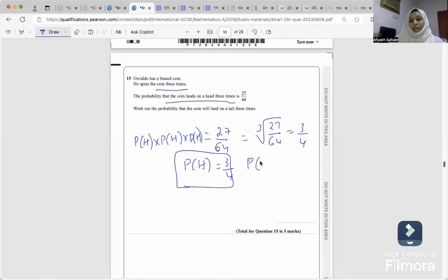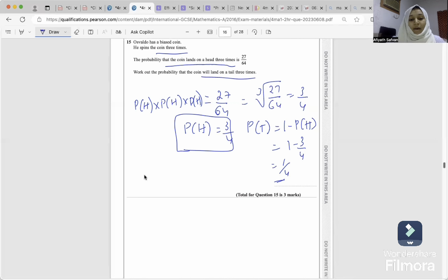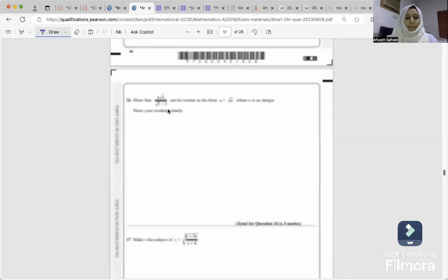Therefore, probability of the tail is going to be 1 minus probability of the head, which is 1 minus 3 by 4, which is 1 by 4. So again, in our answer, we need them as 3 times, right? So probability of the tail is going to be 1 by 4 whole cube. Therefore, it is going to be 1 by 64.